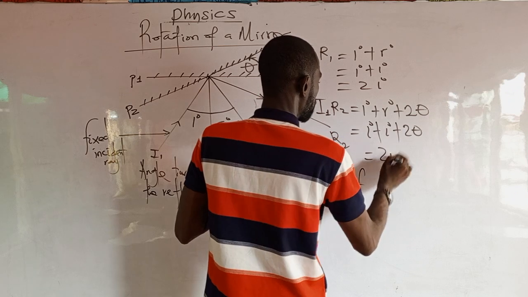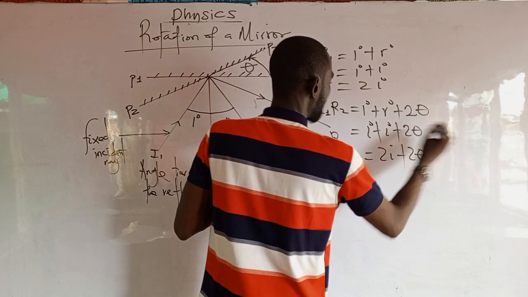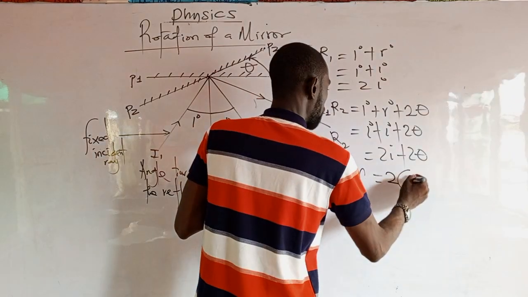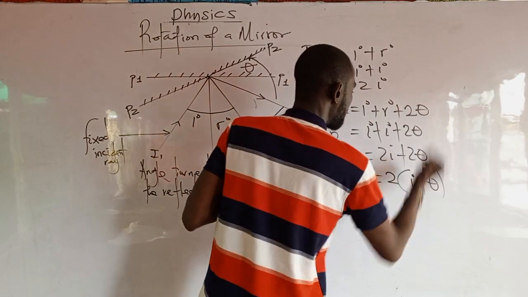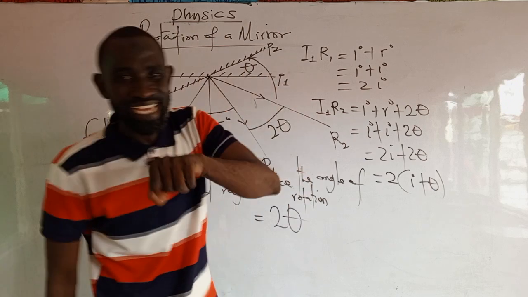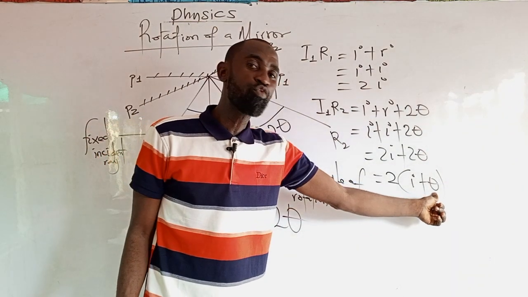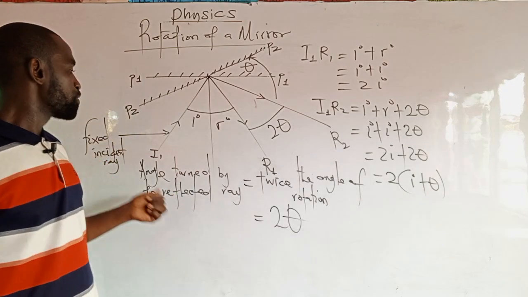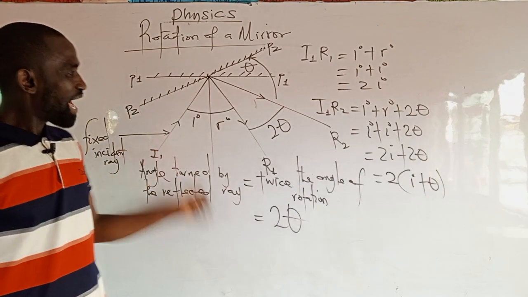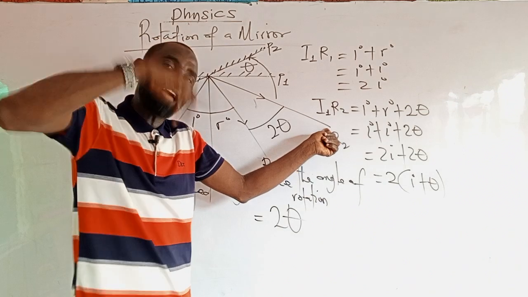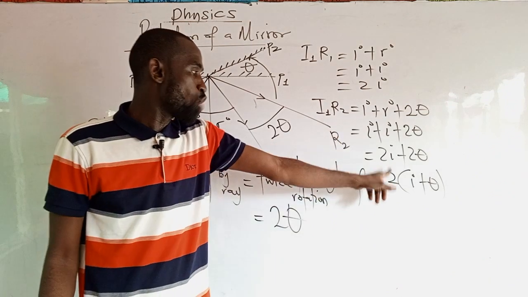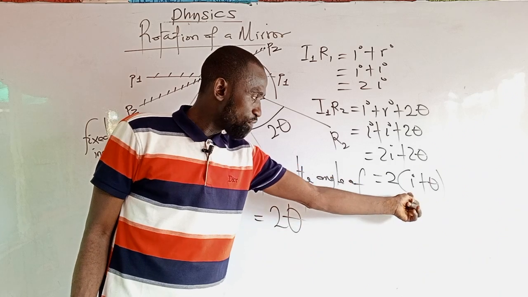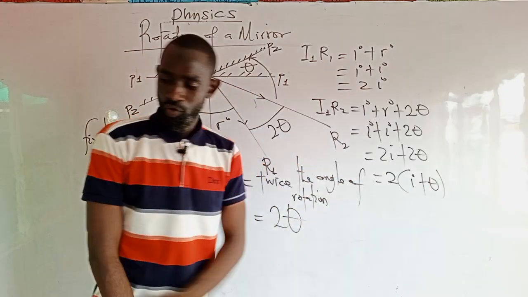This is not what now? 2I plus 2 what? Theta. I can factor 2 out. Factor 2 out, I have what now? I plus what now? Theta. Where I is the angle of incidence and theta is the angle of what? Rotation. So what's now the angle between the incident ray and the reflected ray after rotation? That will be twice I plus theta. Angle of incidence, angle of rotation.